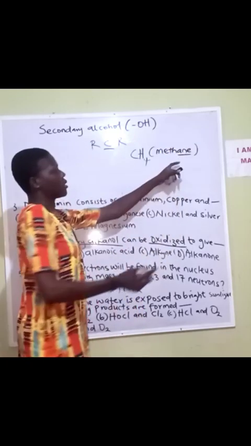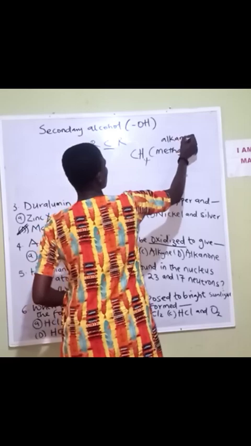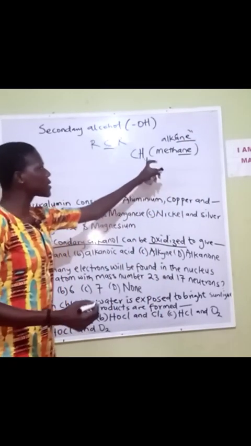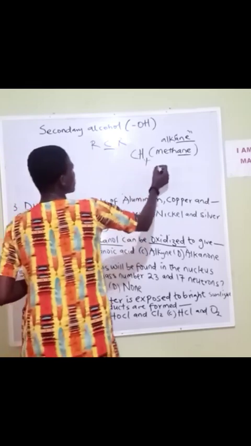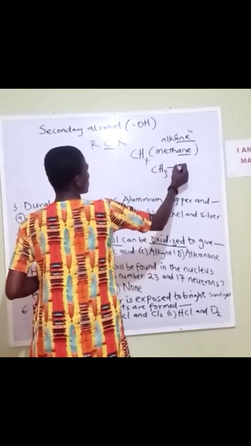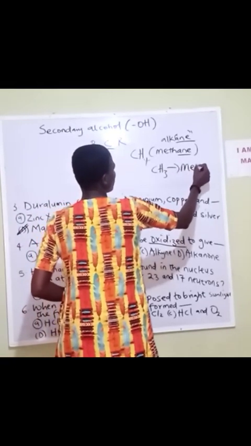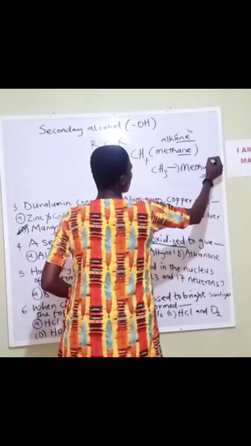From what? The alkane homologous series. Okay, so alkane. When methane loses one hydrogen atom, it becomes CH3. So it now becomes what? A methyl group.